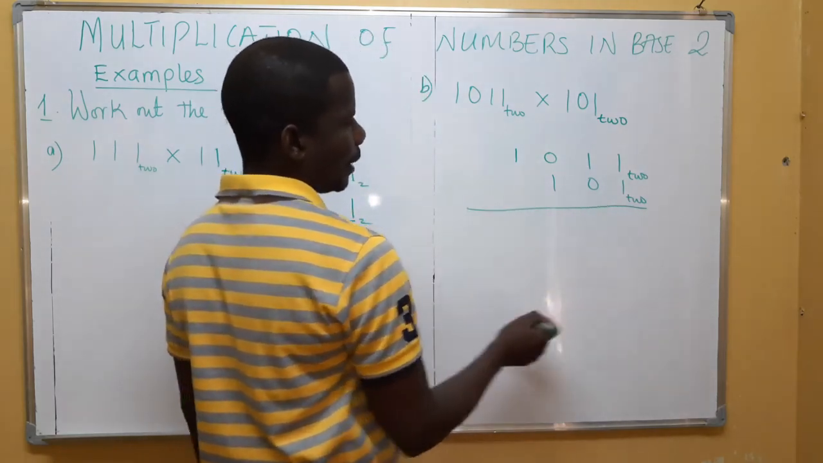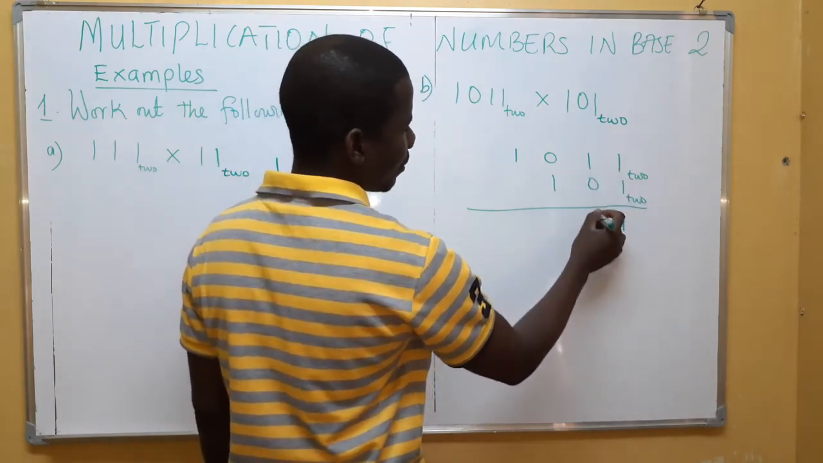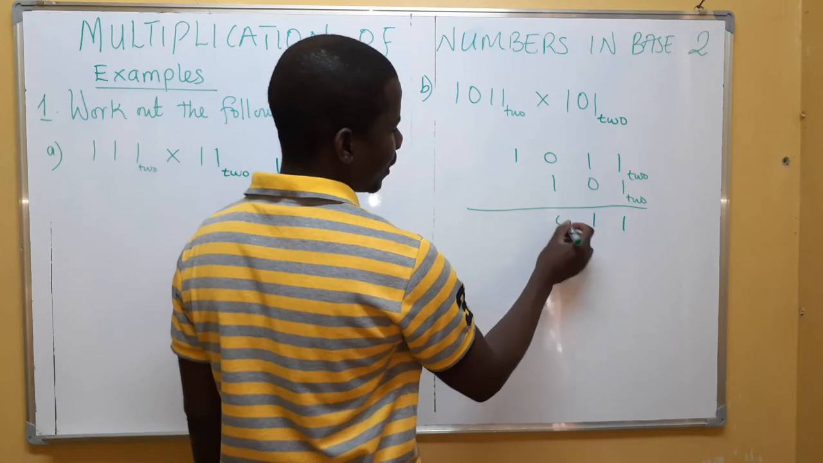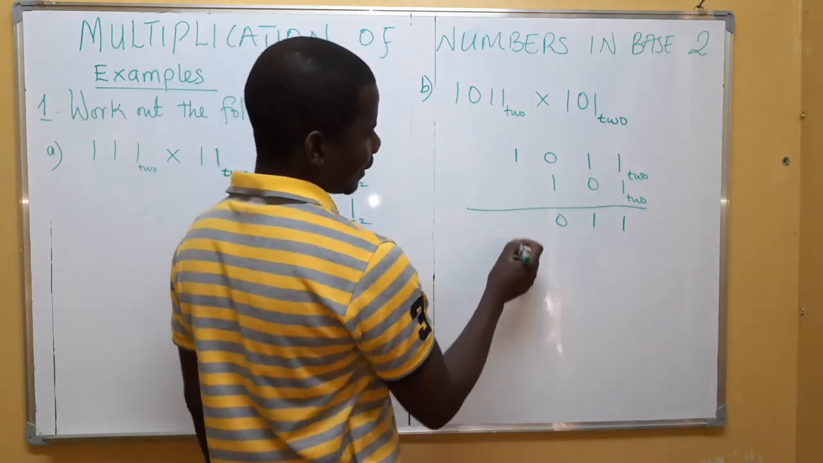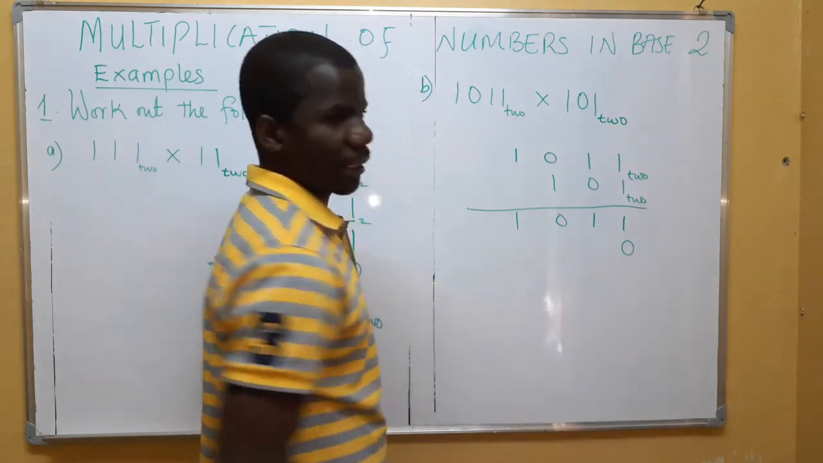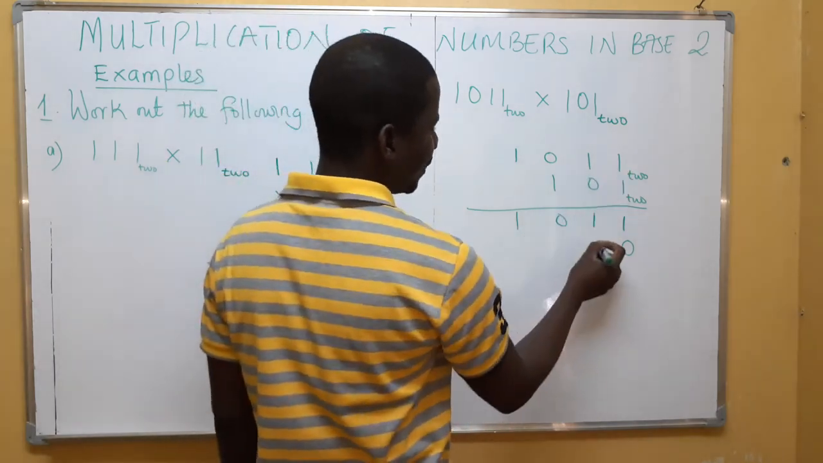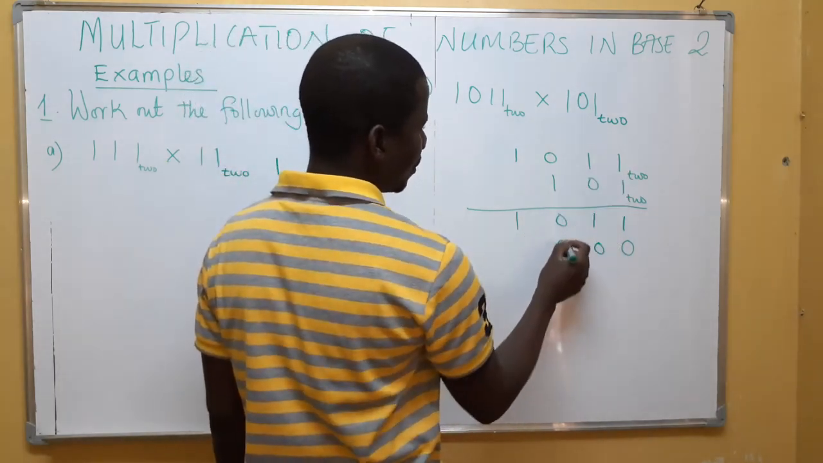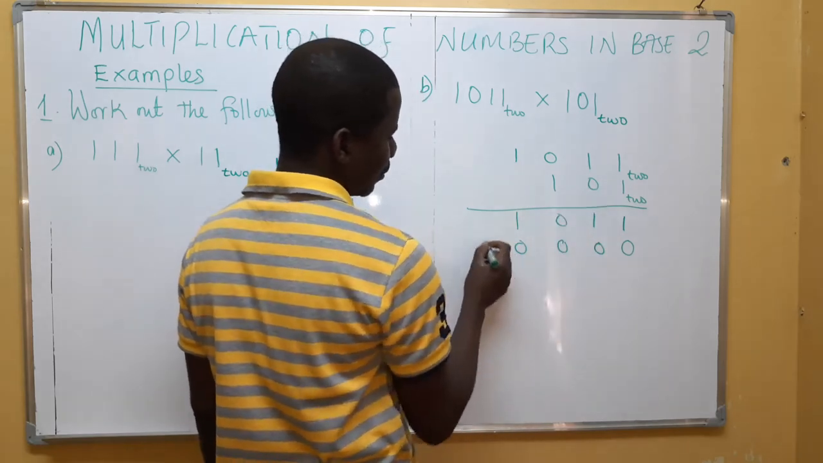So then we begin. 1 multiplied by 1, what do we get? 1. 1 multiplied by 1, we get 1. 1 multiplied by 0, we get 0. 1 multiplied by 1, we get 1. Here I'm going to put a 0, which is like a placeholder, just like we said. Then when you multiply each one of these by 0, it will be 0, 0, 0. The last one, it will be 0.